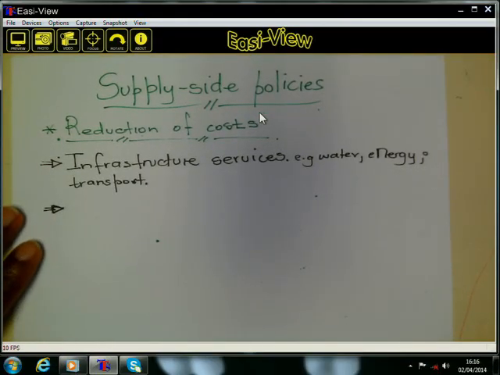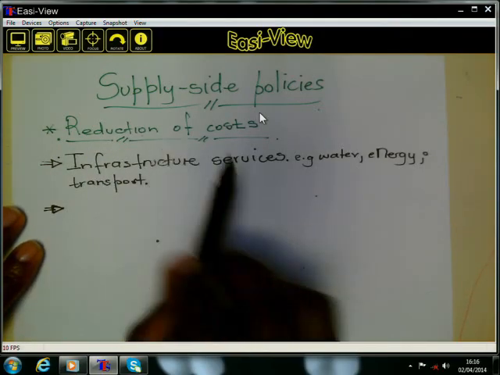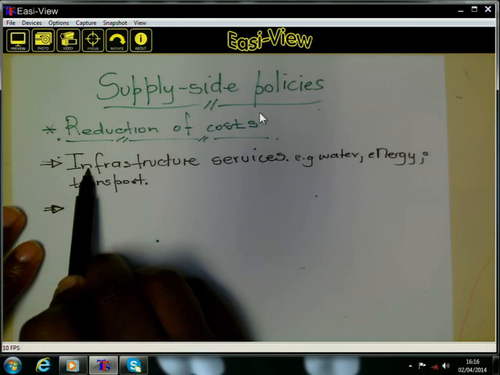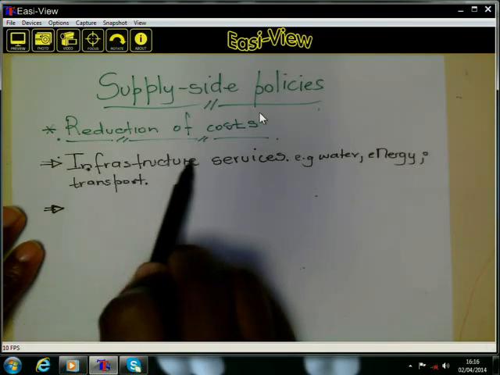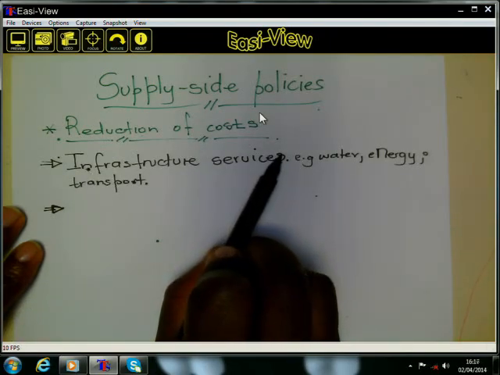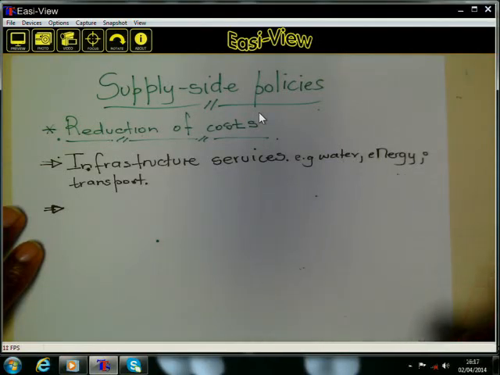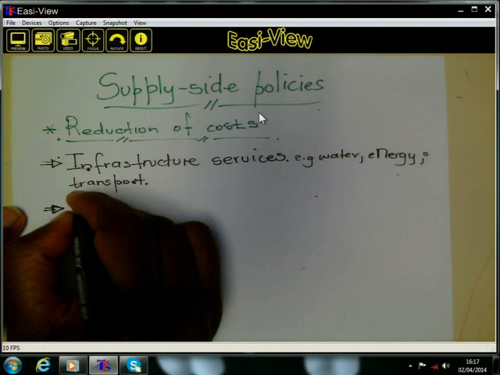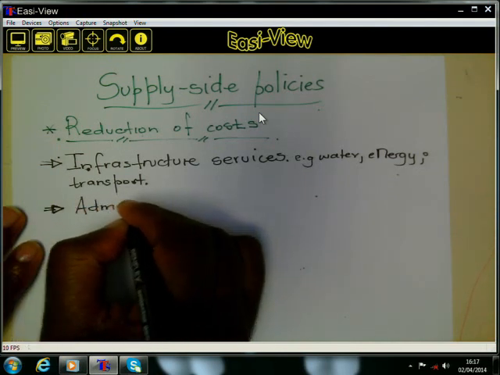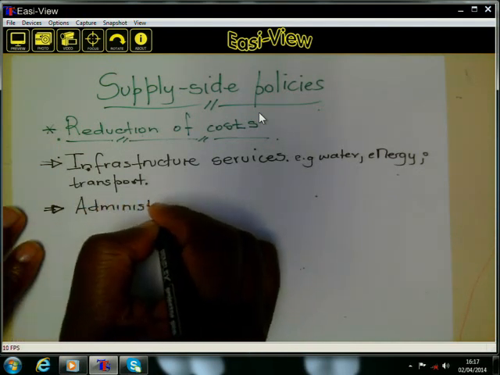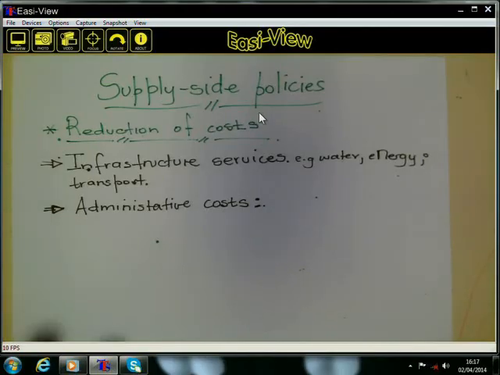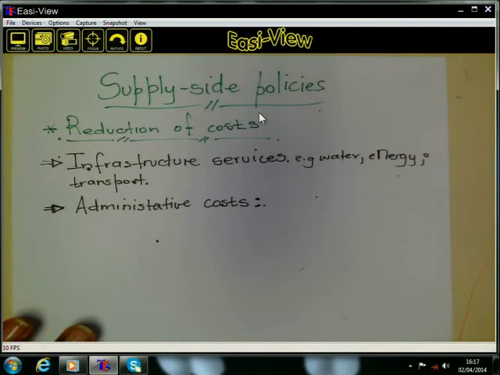Right. Then under supply side policies, they must have a reduction of costs. How do they have a reduction of costs? By making sure that they provide proper infrastructural services. Examples: water, energy, and transport. And then we have administrative cost. So also they must take care of administrative costs.